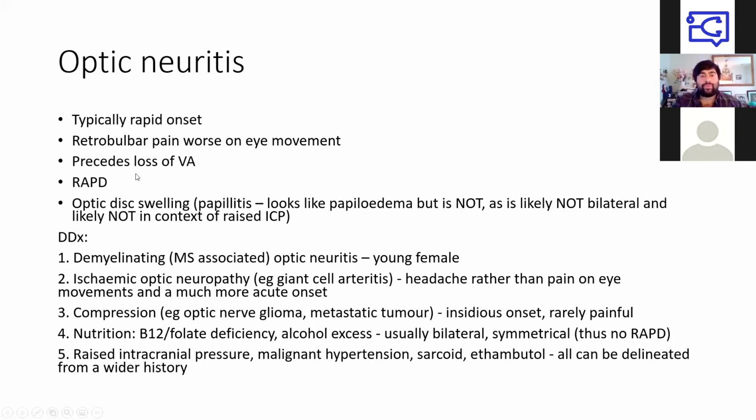And then you will also see optic disc swelling. So this is the condition where you will see papillitis, like inflammation of the optic nerve head. It kind of looks like papilledema, but you can't call it that because it's not bilateral. It's not in the context of raised intracranial pressure.